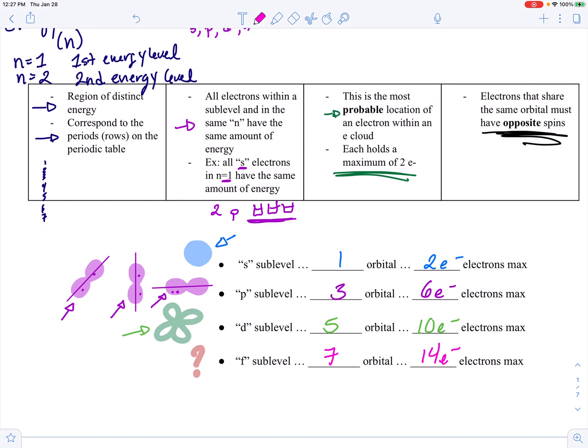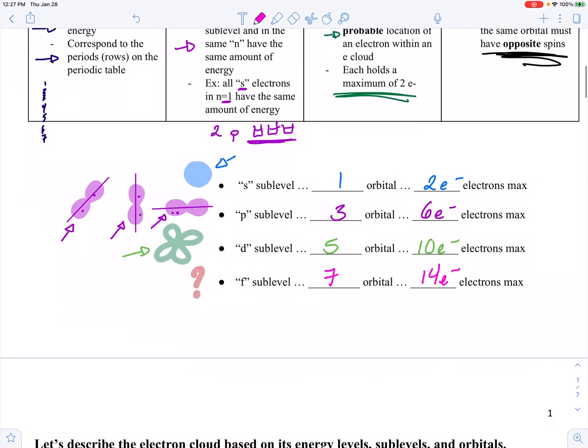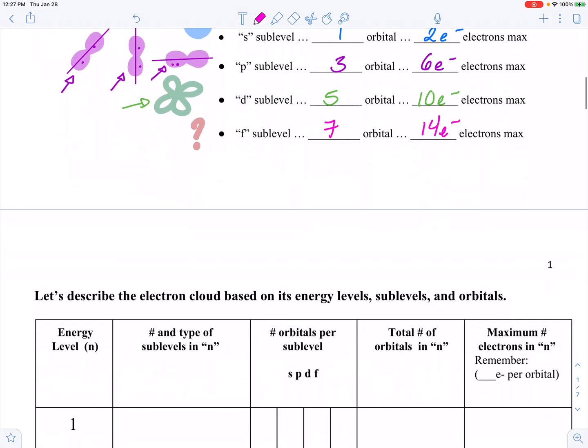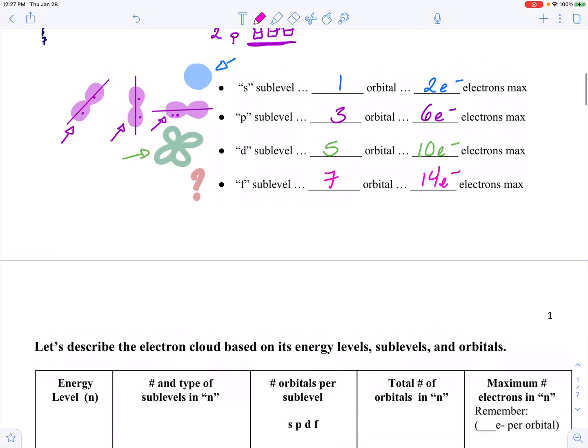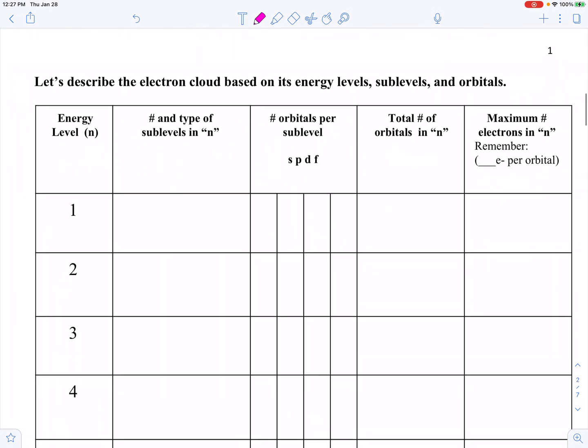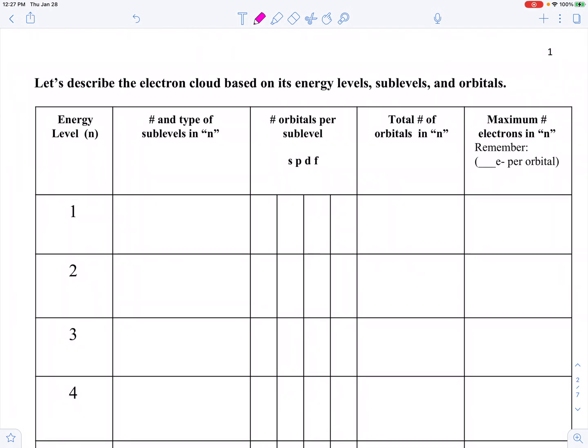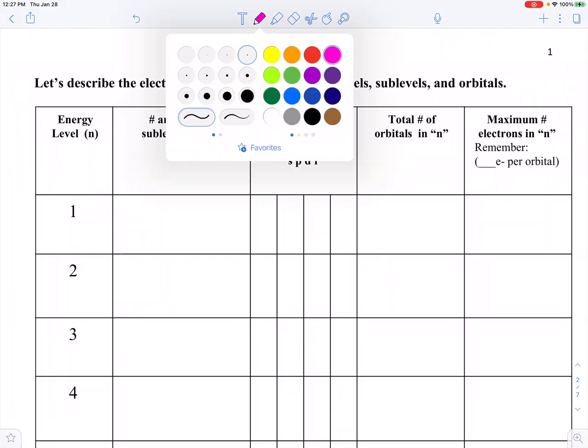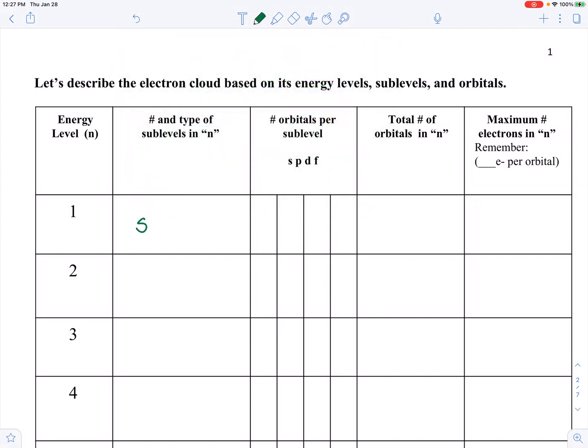All right. Whew. So moving forward, we have different floors that have different types of rooms. So the S sublevel has 1 orbital or 1 bunk bed. The P sublevel has 3 bunk beds. The D sublevel has 5 bunk beds. The F sublevel has 7 bunk beds. Now each floor has different types of rooms on it. Just like our analogy, the first floor only has 1 type of room. It only has the S sunny room.